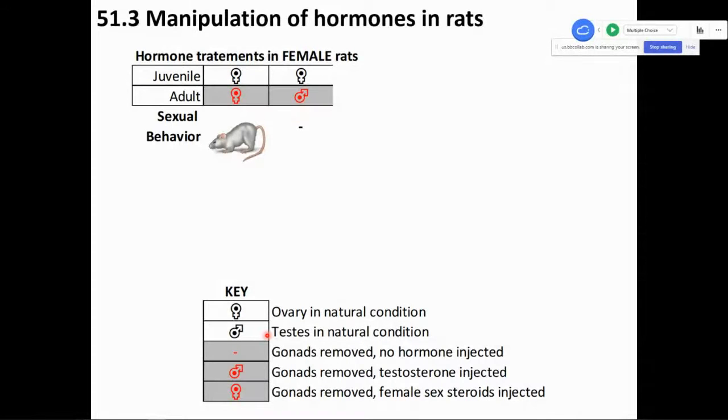And this key below here gives the key to how they did this experiment. So in this example, they had a female rat, and in the juveniles, this female symbol here, black, indicates that they had an ovary in a natural condition. In the adult stage, this individual had its ovary removed, but then it received female sex hormones, as if the ovary was there, okay? And it displayed this lordosis, the typical female sexual behavior.